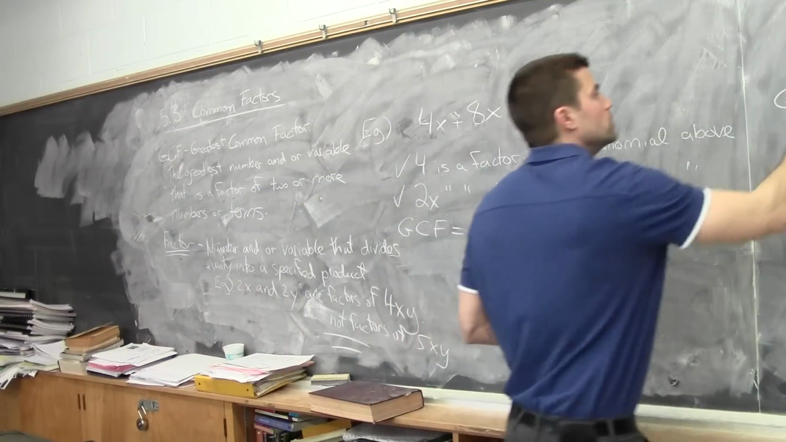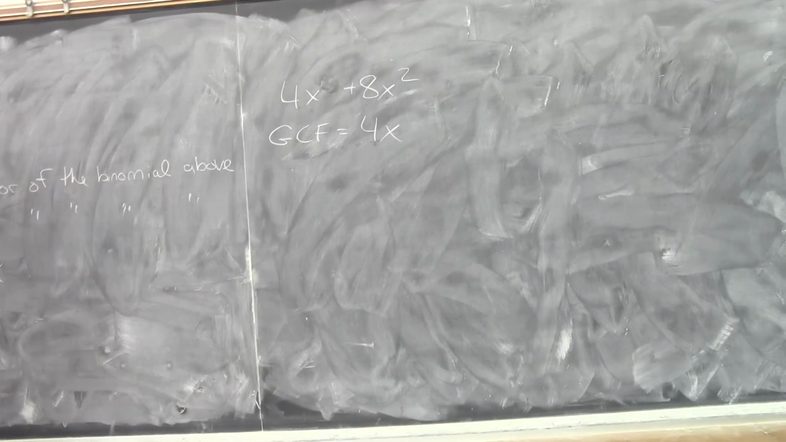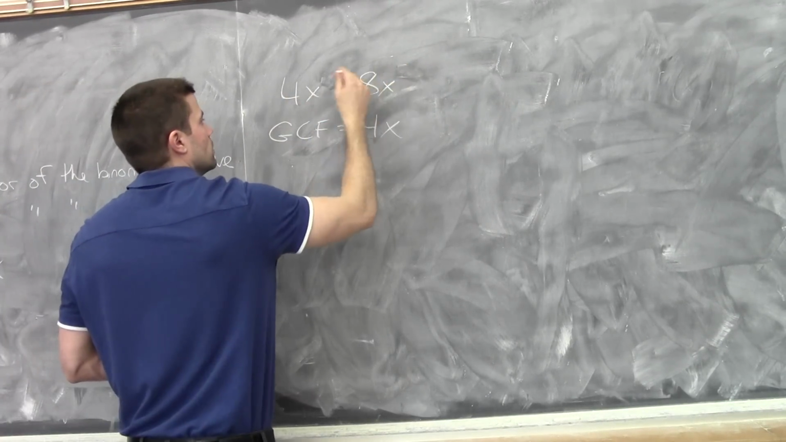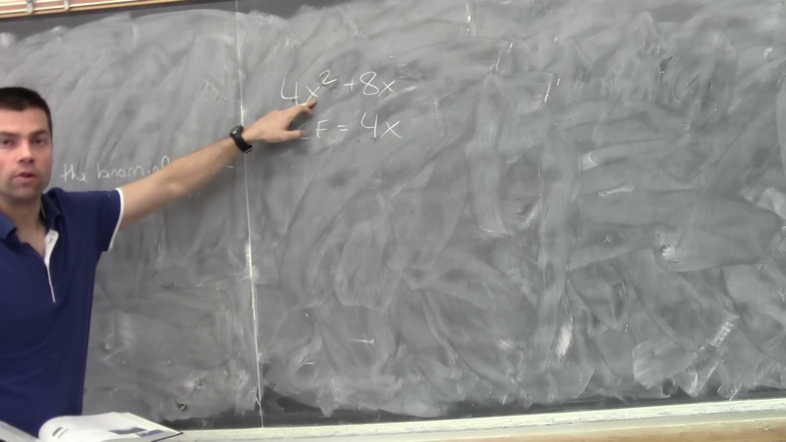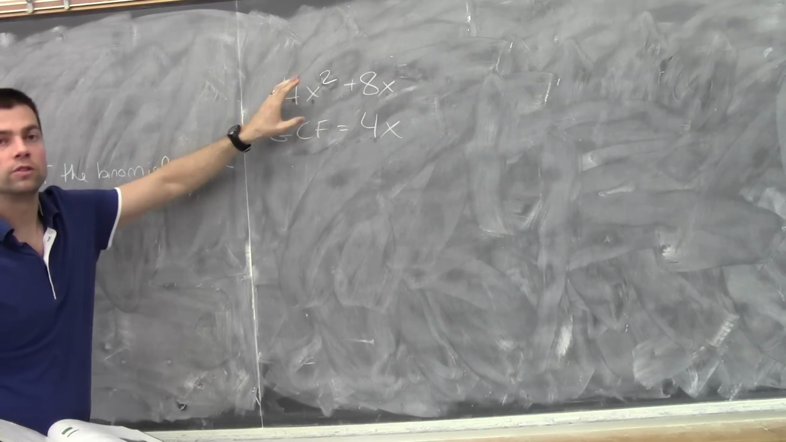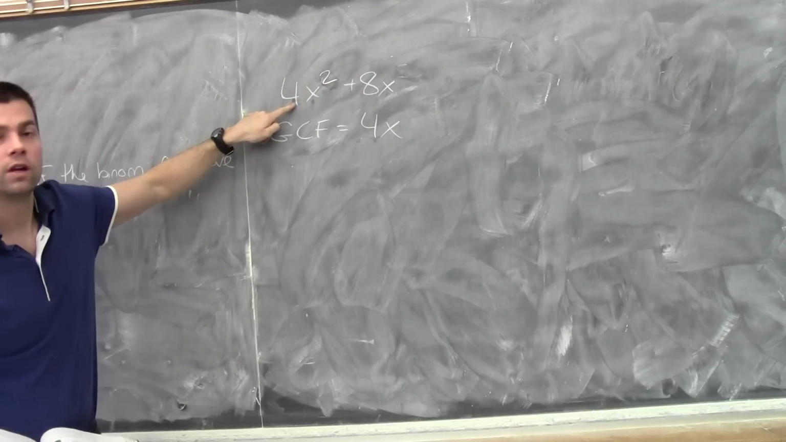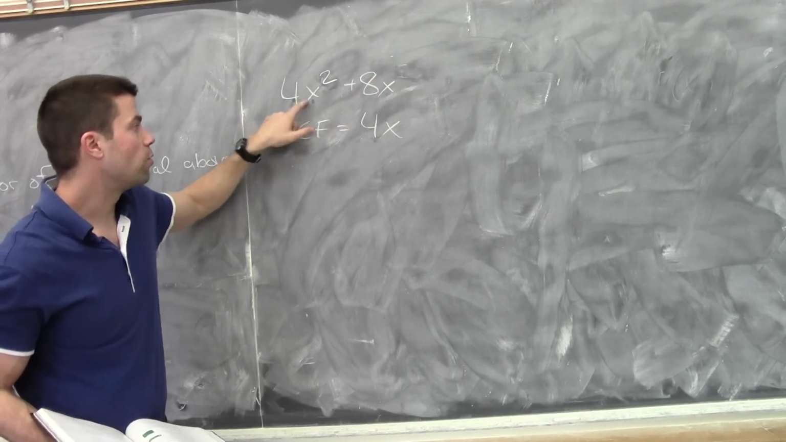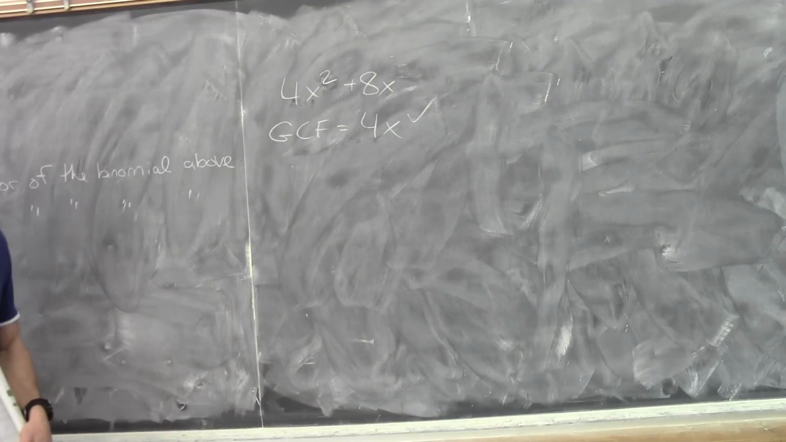I should have maybe shown this over here. The square over there, just to show you that the smallest number could have a higher variable. So it has a higher order variable, but it's still the smallest number. So they're two separate things. You look for the smallest number first. In this binomial, it's 4. And then you look for the smallest variable. It's x. Does 4x go into both of these terms? Yes, it does. That's your greatest common factor.